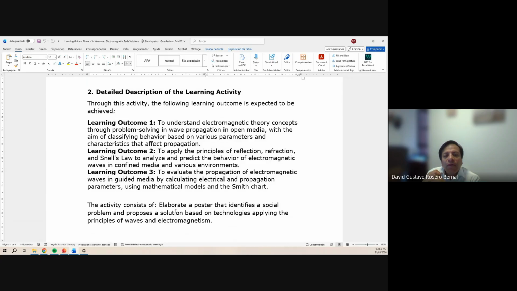Phase number 5 doesn't focus on a single learning outcome. It integrates all three learning outcomes of the course. Learning outcome number 1 asks you to understand electromagnetic theory concepts through problem solving in wave propagation in open media, classifying behavior based on parameters that affect propagation. And this is what we have covered when we discussed waves traveling freely through the air, vacuum, and other unbounded environments.